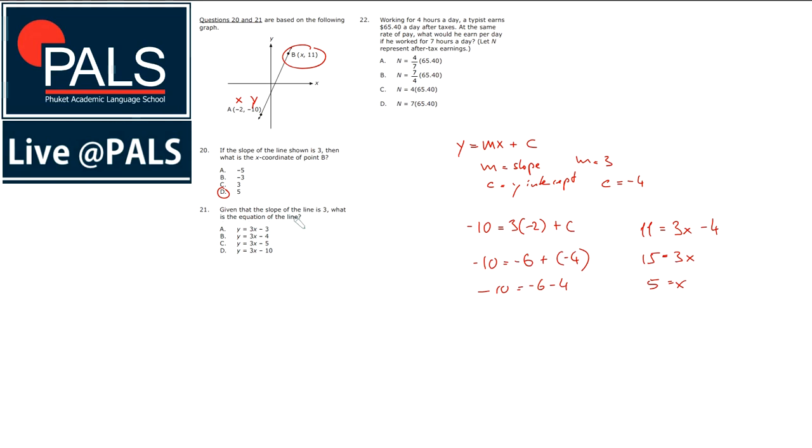Given that the slope of the line is 3, what is the equation of the line? Yeah, we already found that. y is equal to 3x minus 4.